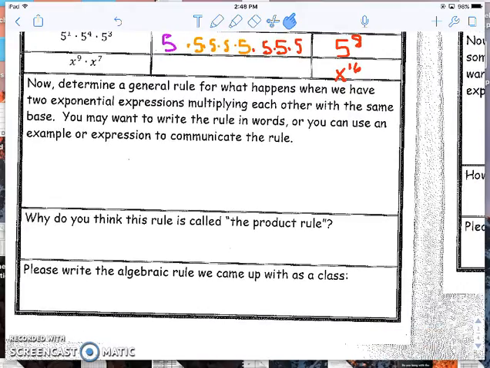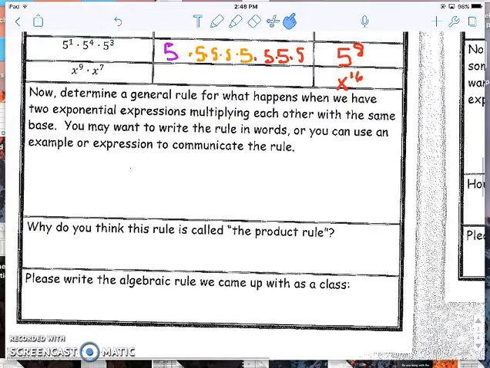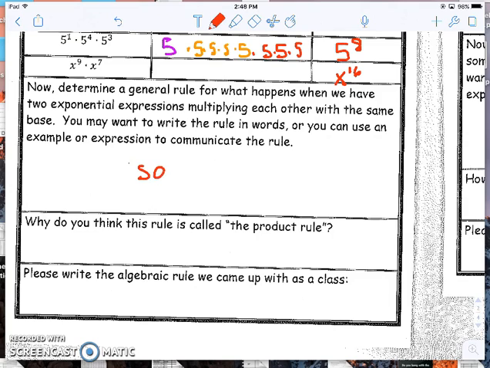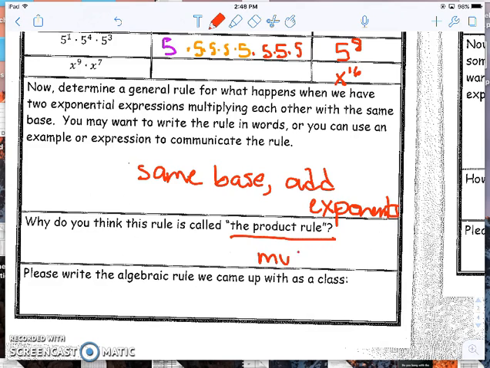So determine a general rule. If the same base, you add the exponents. And why do you think it's called the product rule here? Well, we're definitely multiplying. So an algebraic rule, if we have x to the m times x to the n, that equals x to the m plus n.